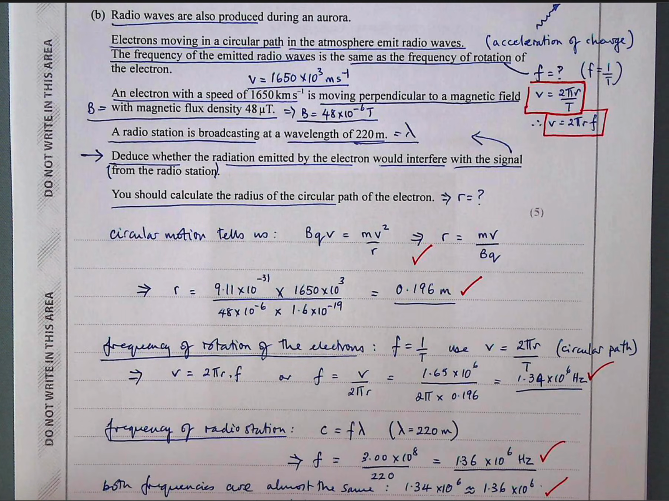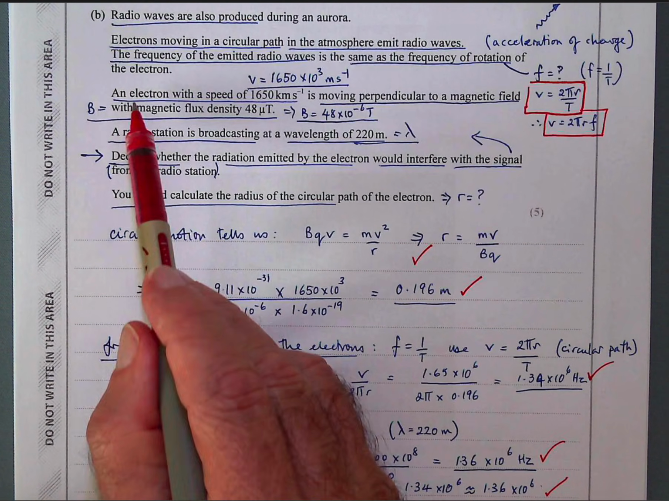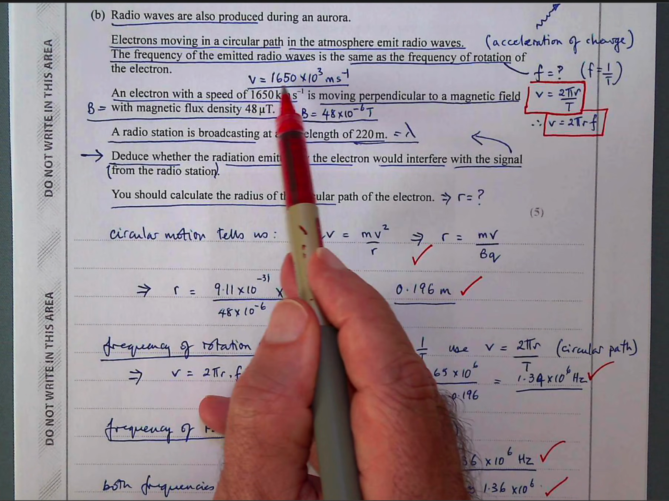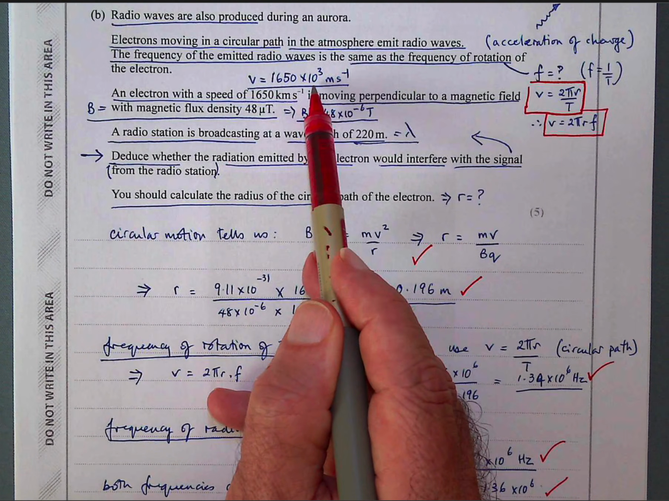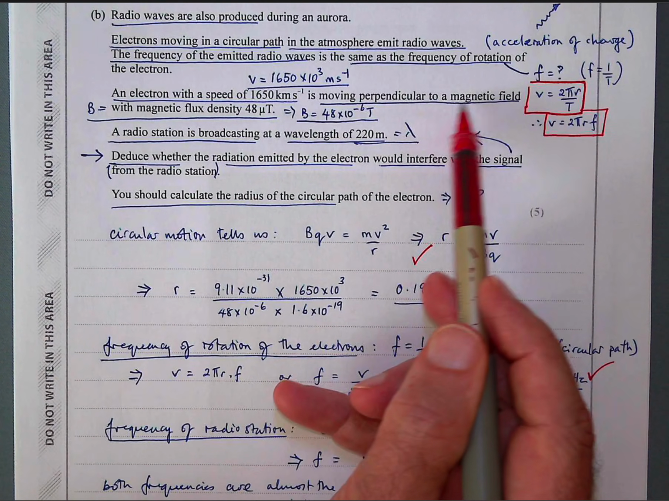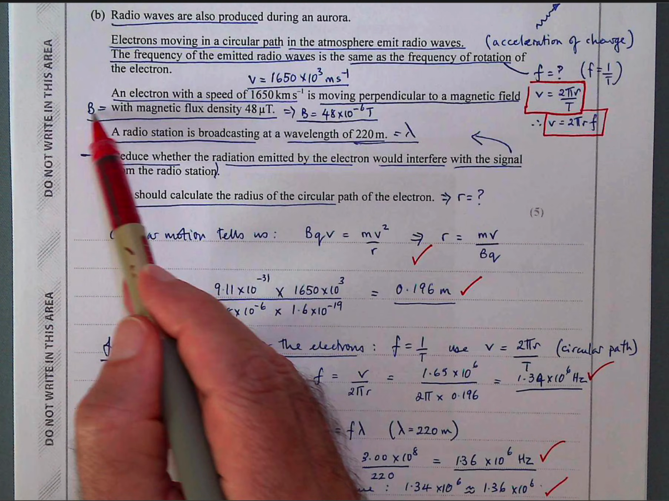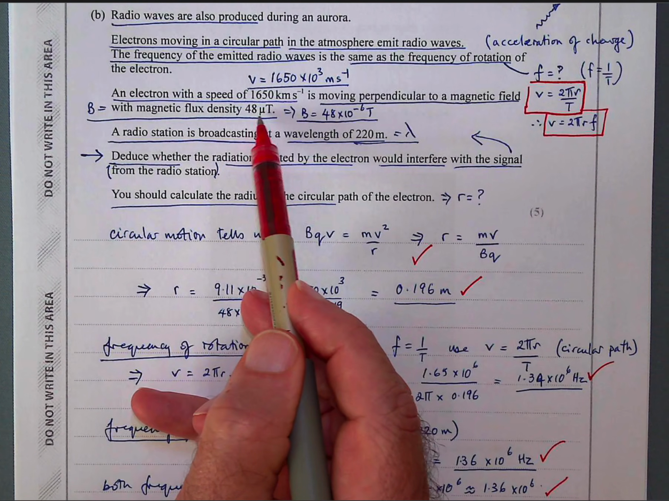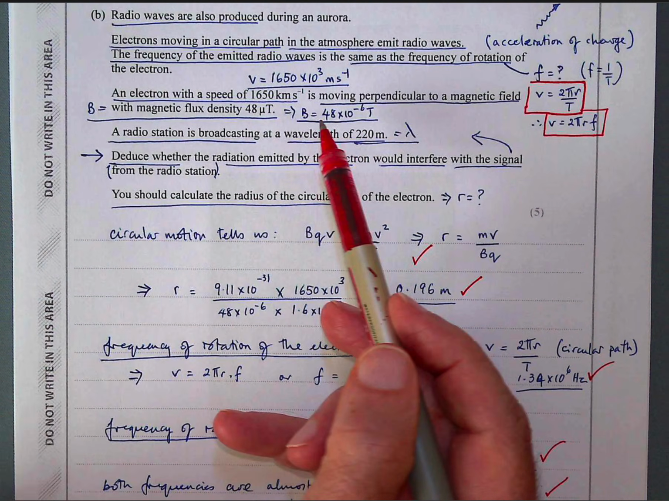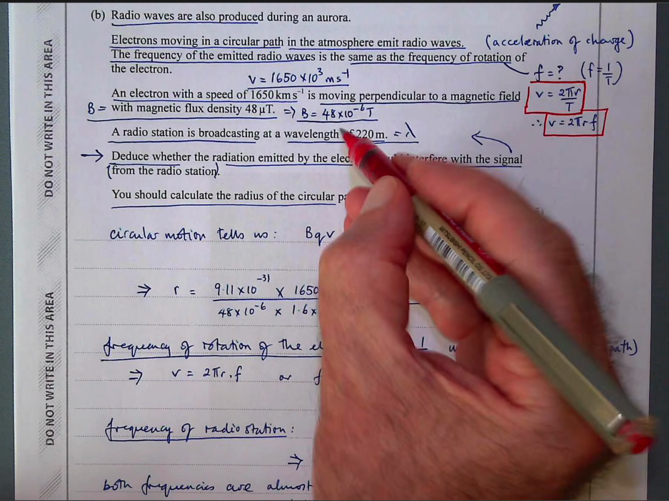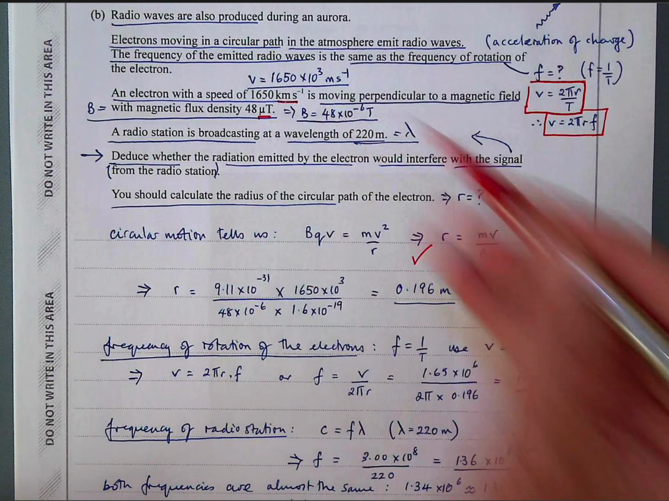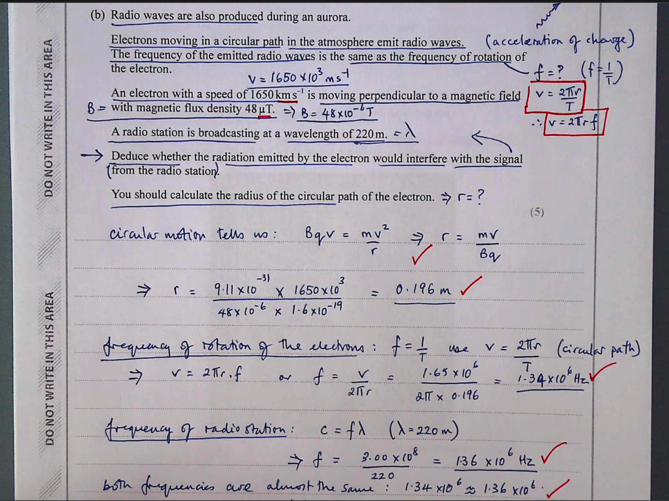This is a circular motion, so we need to analyze it. It says the speed is 1650 kilometers per second. You've got to change that into meters per second. Yeah, easy to make that mistake. It is moving perpendicular to the magnetic field, B, with a magnetic flux density of 48 microteslas. So it's 48 times 10 to the minus 6. These are the ways that students can lose marks, by not converting the kilo and the micro to the correct values.